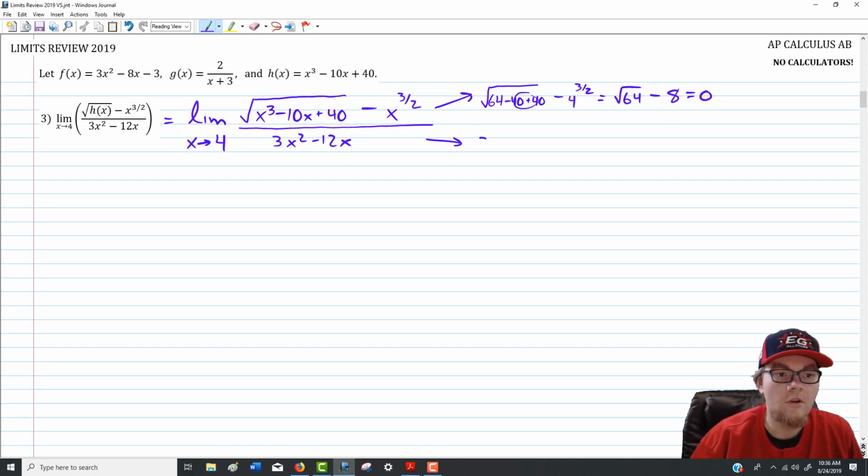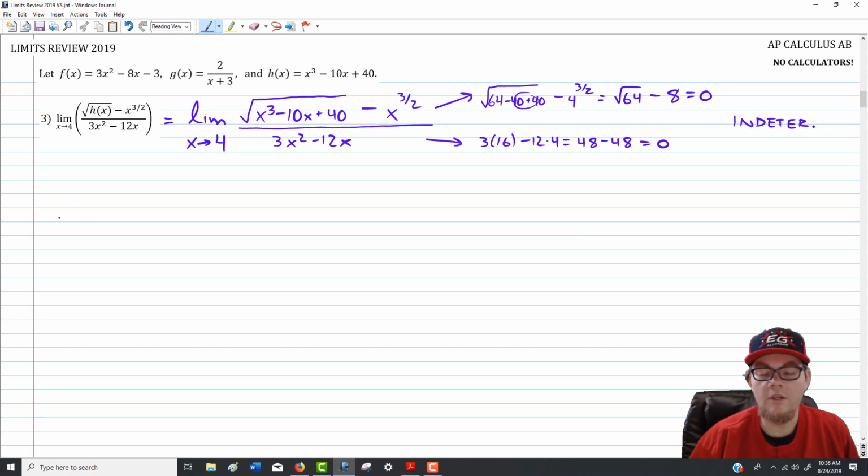In our denominator, we have 3 times 16 minus 12 times 4. That is 48 minus 48, which means that we also have 0 over 0. So once again, we're in that familiar zone of an indeterminate form. So in order to do this, we're going to need to attack with one of the trimming the quills techniques. And as we mentioned in class, the presence of that square root on the numerator suggests to us that we're going to probably use the rationalizing technique.